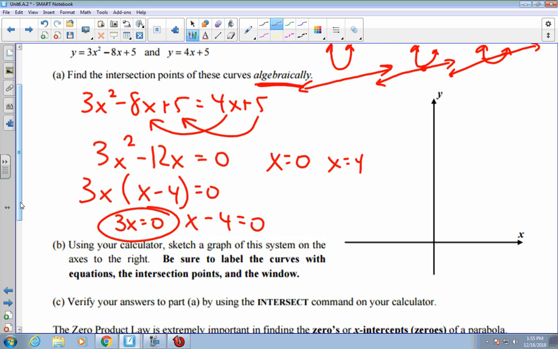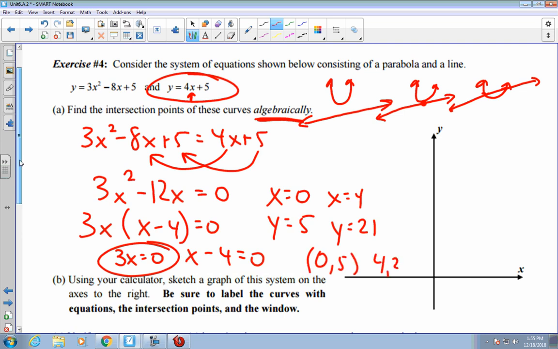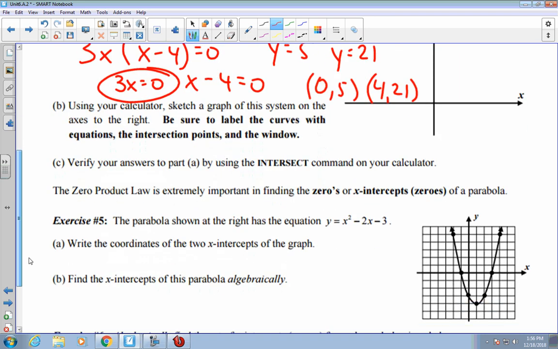So it says find the intersection points of these curves algebraically. You found the x value. So I would go to the line, because that's a little easier. If x equals 0, y is 5. If x equals 4, 4 times 4 is 16, plus 5 is 21. So then we have (0, 5) and (4, 21) as the solutions. All right, so those are the intersection points. So it happened to be 2.